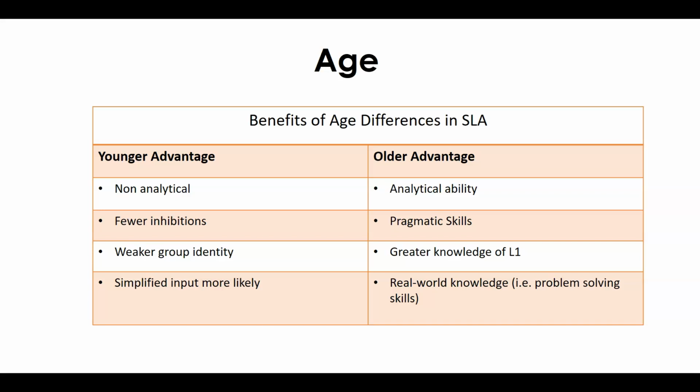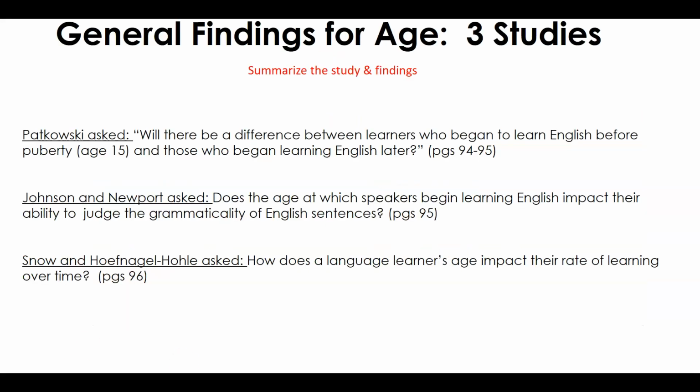However, on the other side, when you're an older adult, there are some advantages to that. You have analytical ability. You have pragmatic skills. You have learned a new language, so you can apply some of what you've learned to this new learning you're doing. You have greater knowledge of your first language, and you have real world knowledge, like problem solving skills. So there really is a benefit to both.